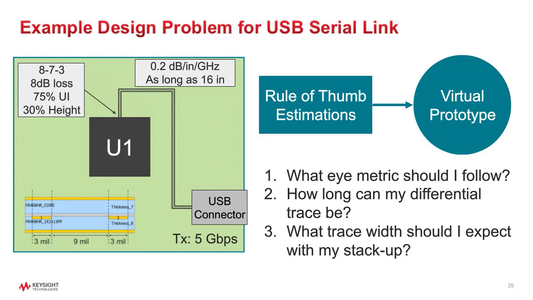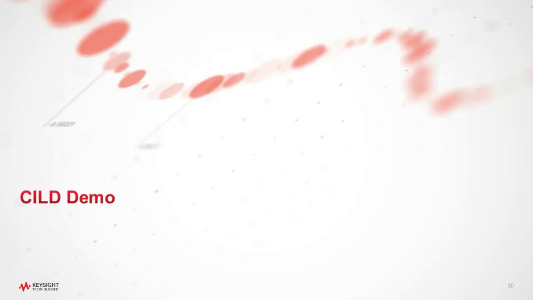Now I'm going to give you a demo on how one would do it in ADS, especially in CILD, Controlled Impedance Line Designer, and how we can use the transmission line we have designed, a virtual prototype, and put it back into our TX and RX simulation and see what the eye would look like. So I'm going to start a demo video, and we will see what we can do with CILD. We'll start with a substrate editor.